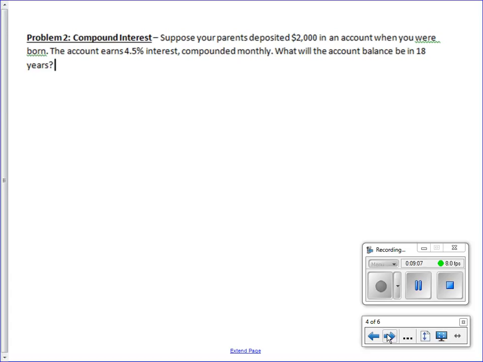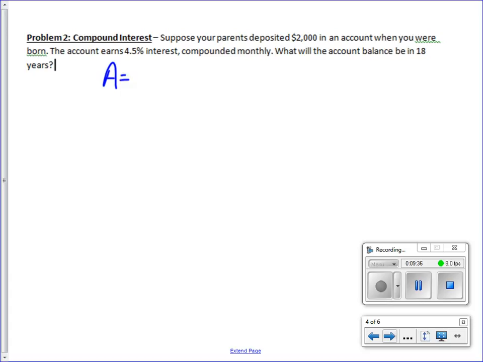Suppose your parents deposited $2,000 in an account when you were born. The account earns 4.5% interest, compounded monthly. What will the account balance be in 18 years? All right, so this is an interesting problem, and it'll be interesting to see how much the balance in that account would be. All right, so let's write down our formula.